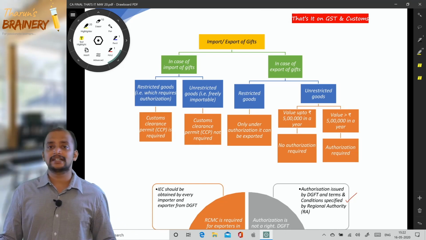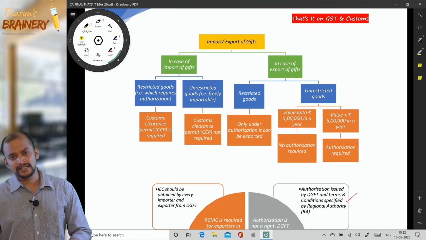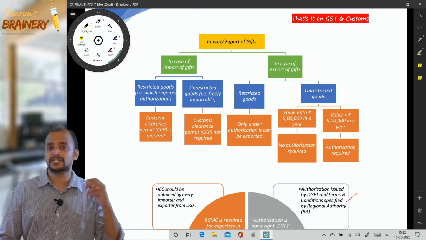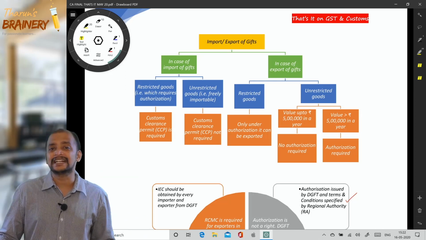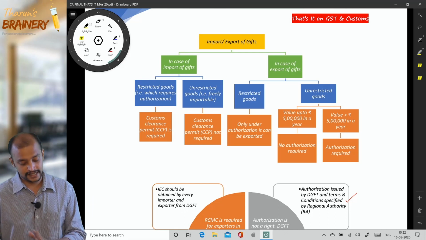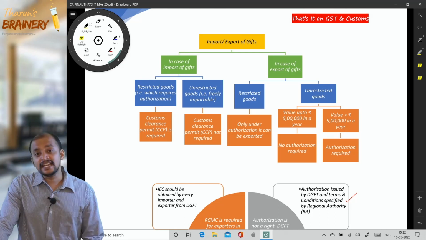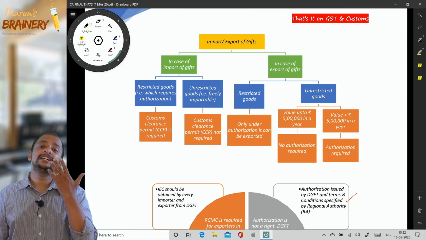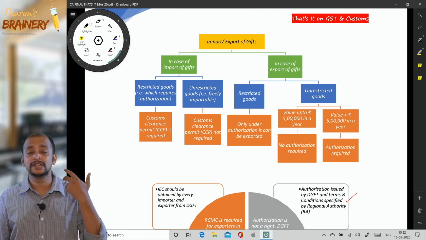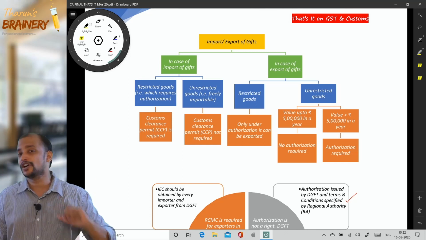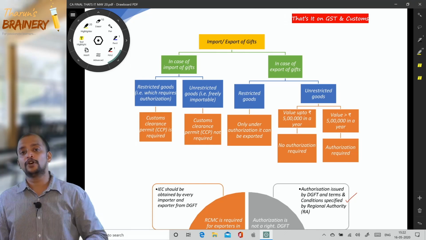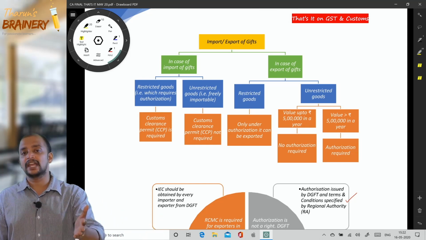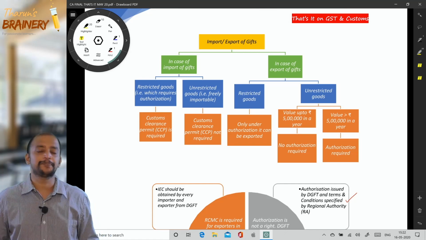Suppose the gift parcel contains books, some novels, which do not require an authorization if normally imported, then there is no need to produce any customs clearance permit. That is this. Next, in case of export of a gift, definitely the one who is exporting will know whether the product is restricted or not. A person who is getting a gift, importing a gift, doesn't know which product it is. But a person who is exporting a gift knows the product. Therefore, if it is restricted, even though it is sent as a gift, it requires authorization.